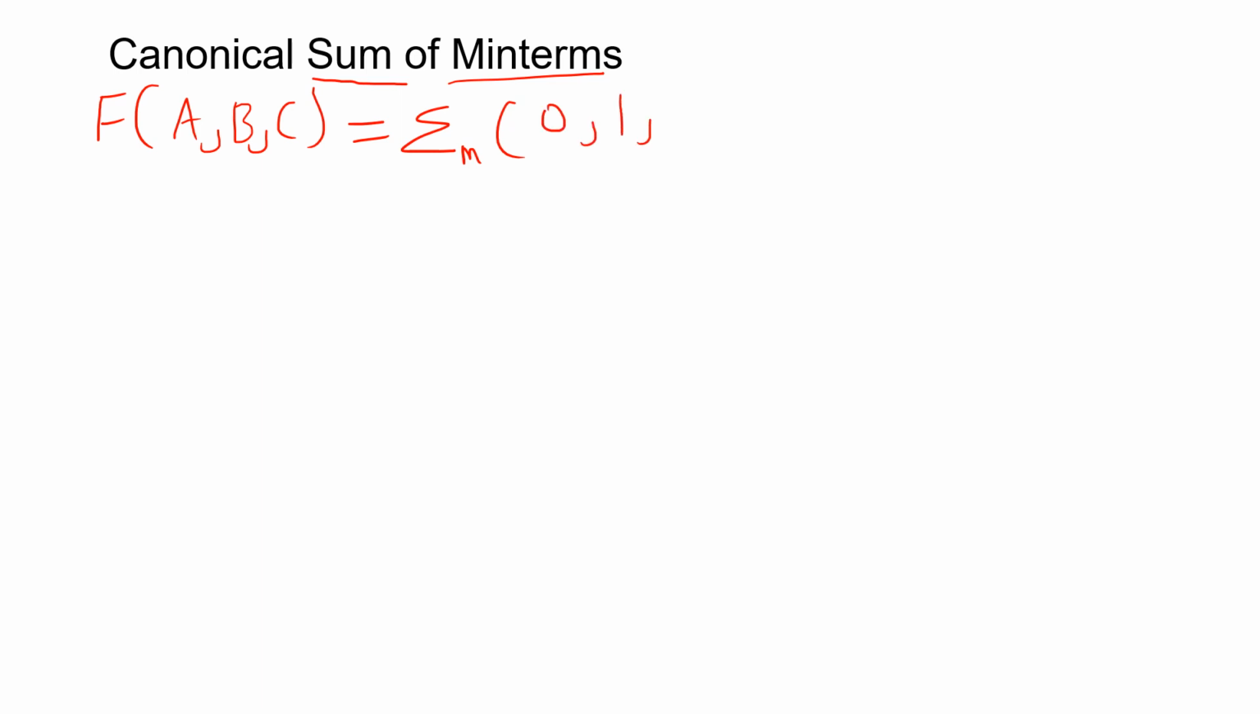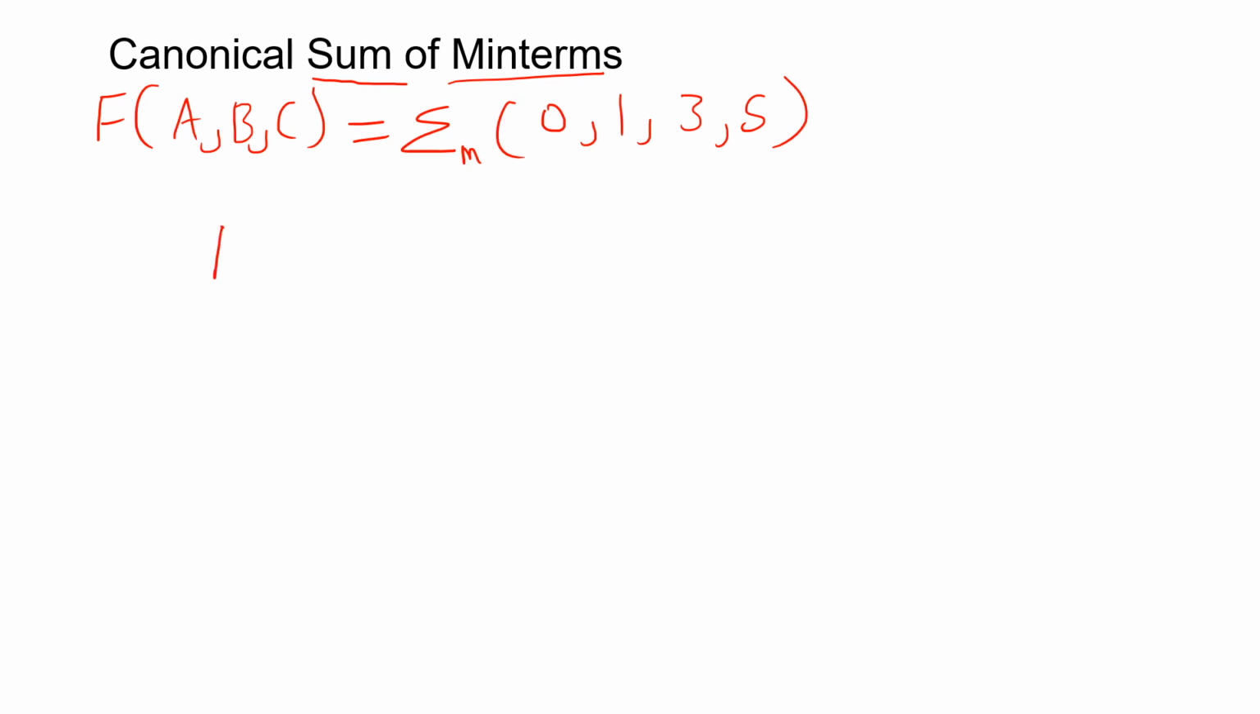Now let us understand what is canonical sum of minterms. Here we are saying sum of minterms. This is really important to understand. Suppose I set my function f, which is a function of a, b, c, and it contains the sum of minterms 0 1 3 and 5. Let's say I have a function where in these places 0 1 3 5 it is 1, and in all other places it will be 0. How will we represent this function in the form of an expression?